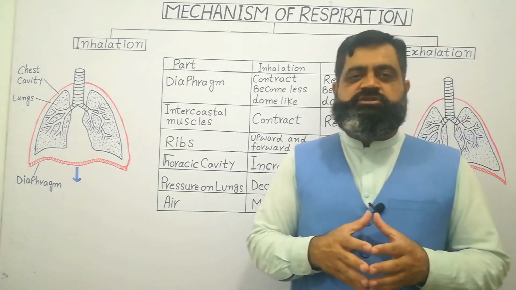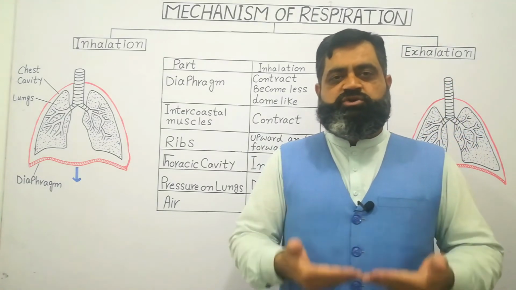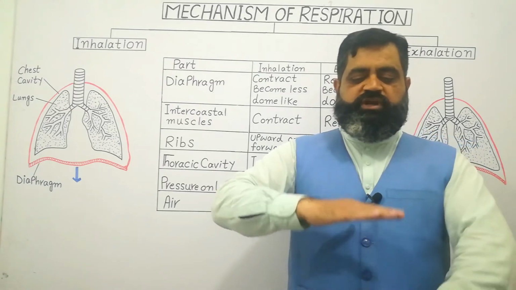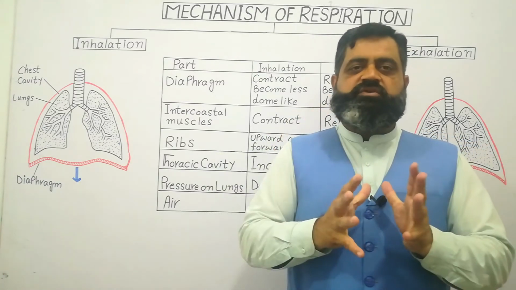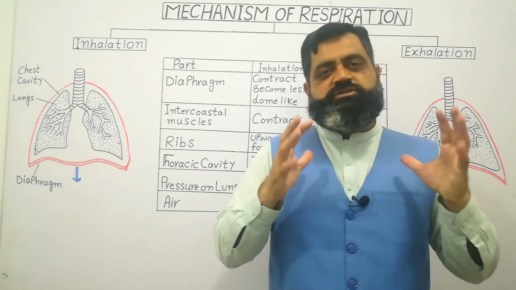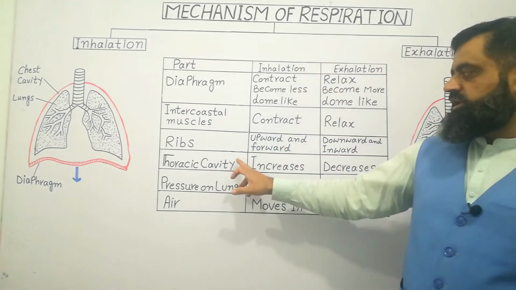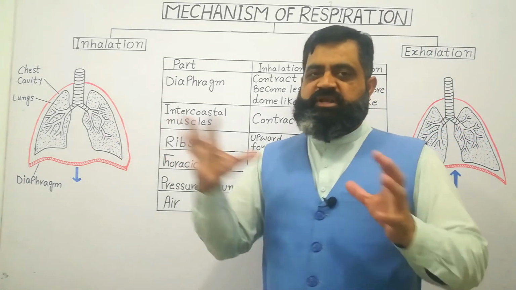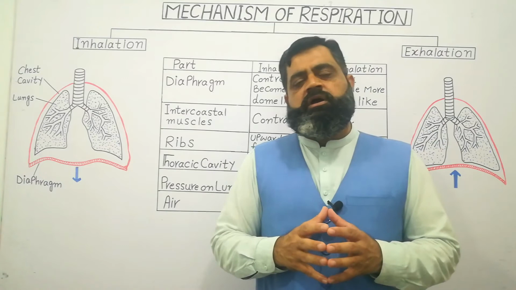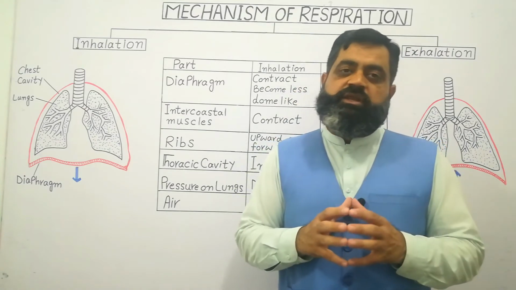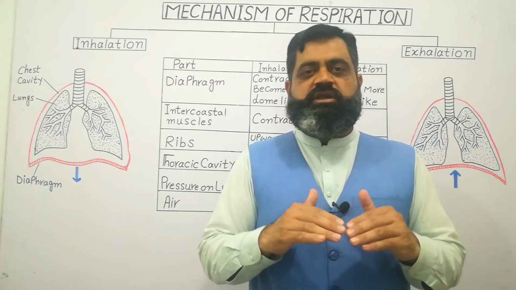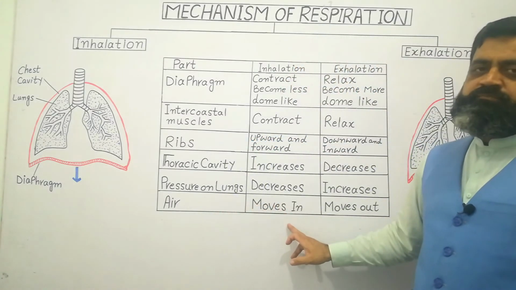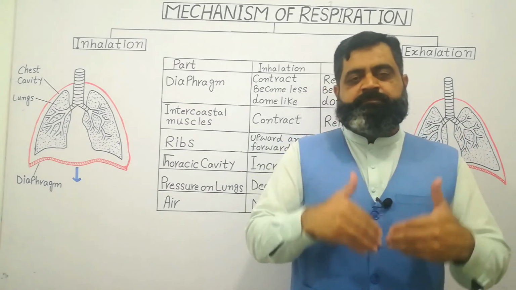The thoracic cavity increases due to the movement of the diaphragm toward the lower side and the movement of the ribs toward the upper side. So one thing is moving down and the other is going up, and the cavity under the ribs increases. When the cavity increases, the pressure on the lungs decreases. There was some pressure which was created by the thoracic cavity on the lungs, and now it has decreased. What happened? Air will move in and we breathe in air.